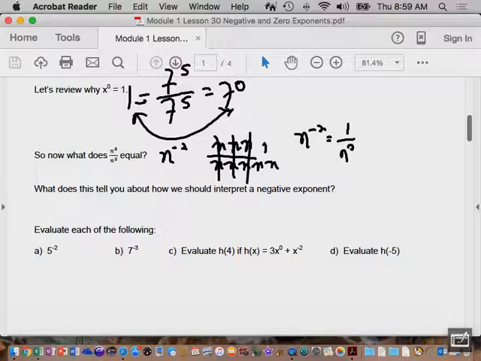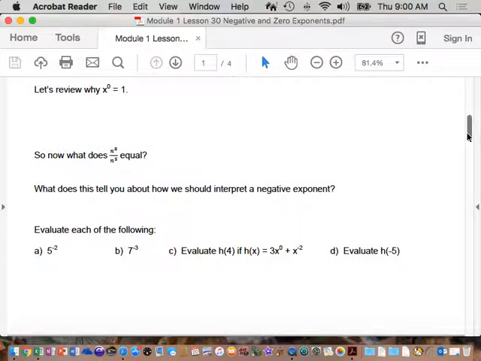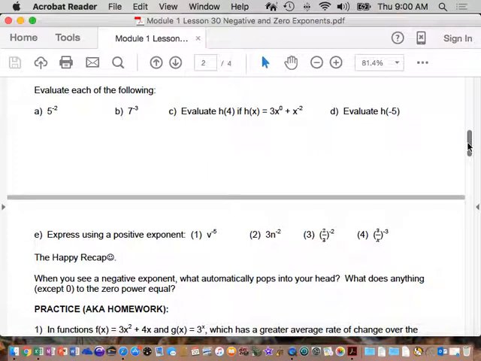And that's what Anthony was saying to you guys. He said that when he sees a negative exponent, he makes it into a fraction, and then he uses the positive exponent, which is pretty much what you said. So anything to the negative 2 is 1 over n to the positive 2. Now, that is how you interpret it. You interpret it as a reciprocal, and you put it there.